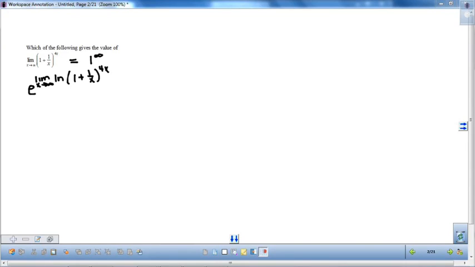So I'm going to use e to the ln of the limit as x approaches infinity, but because ln is continuous, I can switch the order of the limit and the ln. The reason I do that is because now I can remove the exponent for x using the rules of logs and move it to the front of the ln.